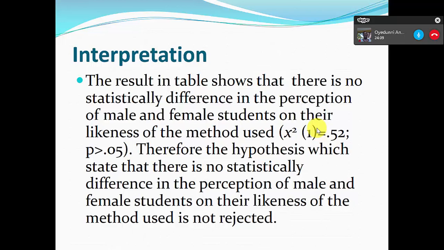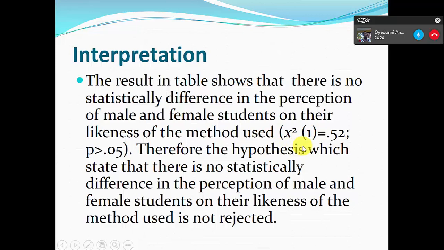The result in that table shows that there is no statistical difference in the perception of male and female students on their likeness of the method used. So our chi-square is 0.52.